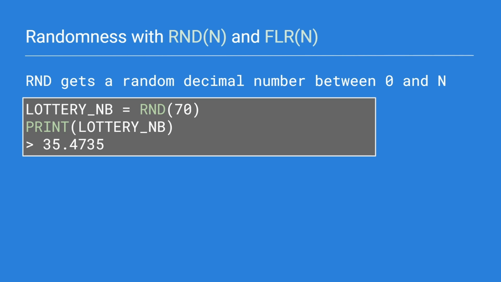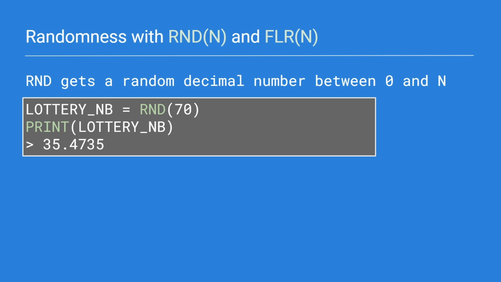As we print it, we can see that the result is 35.4735, but if we were to use the instruction RND 70 again, we would get a totally different number. Now, a lot of the times you may actually want to get rid of the decimal part of a number and you only want to deal with integers instead. This is the case for us as we typically work with integers in our game, and for example, our timer will want to get rid of the decimal portion.